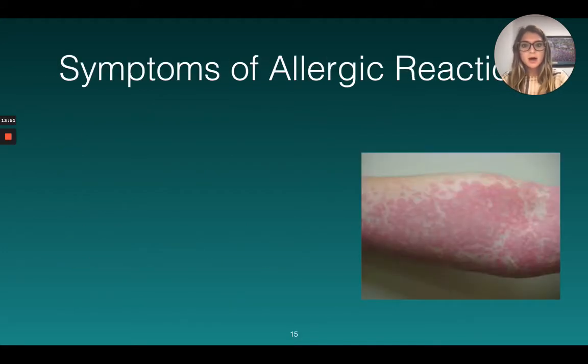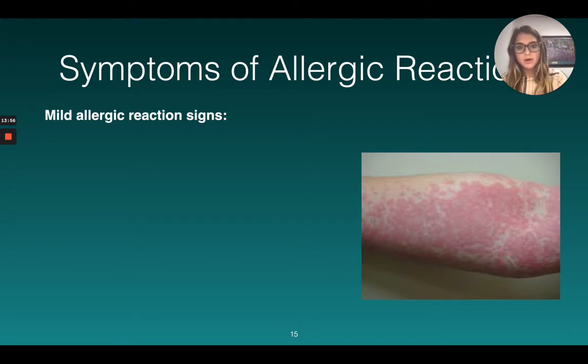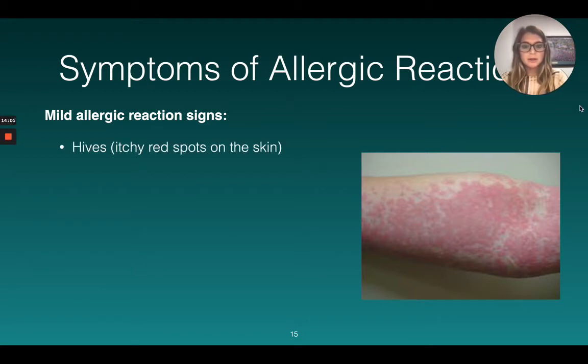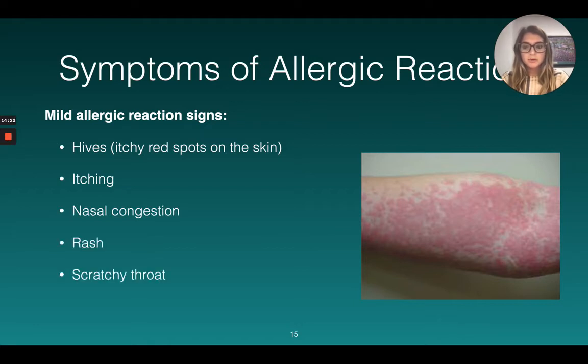So, symptoms of allergic reactions. There are two different types: mild allergic reactions or severe. The mild allergic reaction signs are going to be hives. You can see this picture here on the right-hand side. This is a representation, and this is a pretty severe case of hives in my opinion. Very red, blotchy, and you may be familiar with this reaction if you've ever had or seen someone with this before. It can also cause itching of the skin, nasal congestion, a rash, scratchy throat, and watery or itchy eyes. So these are going to be mild allergic reaction signs.